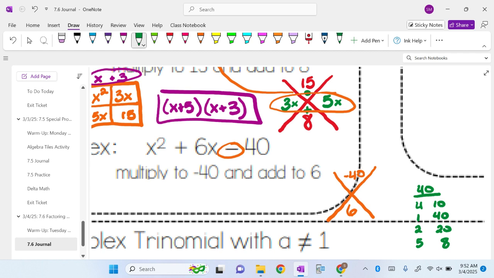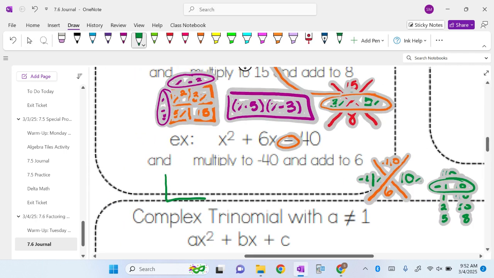So now, which of those sets of factors could potentially add or subtract to give you 6? 4 and 10. Now, since it's going to subtract to give us 6, and the 6 is positive, which of the two has to be negative? The 4. So this would be negative 4 here and 10 here. And again, I'm going to throw x's after it.